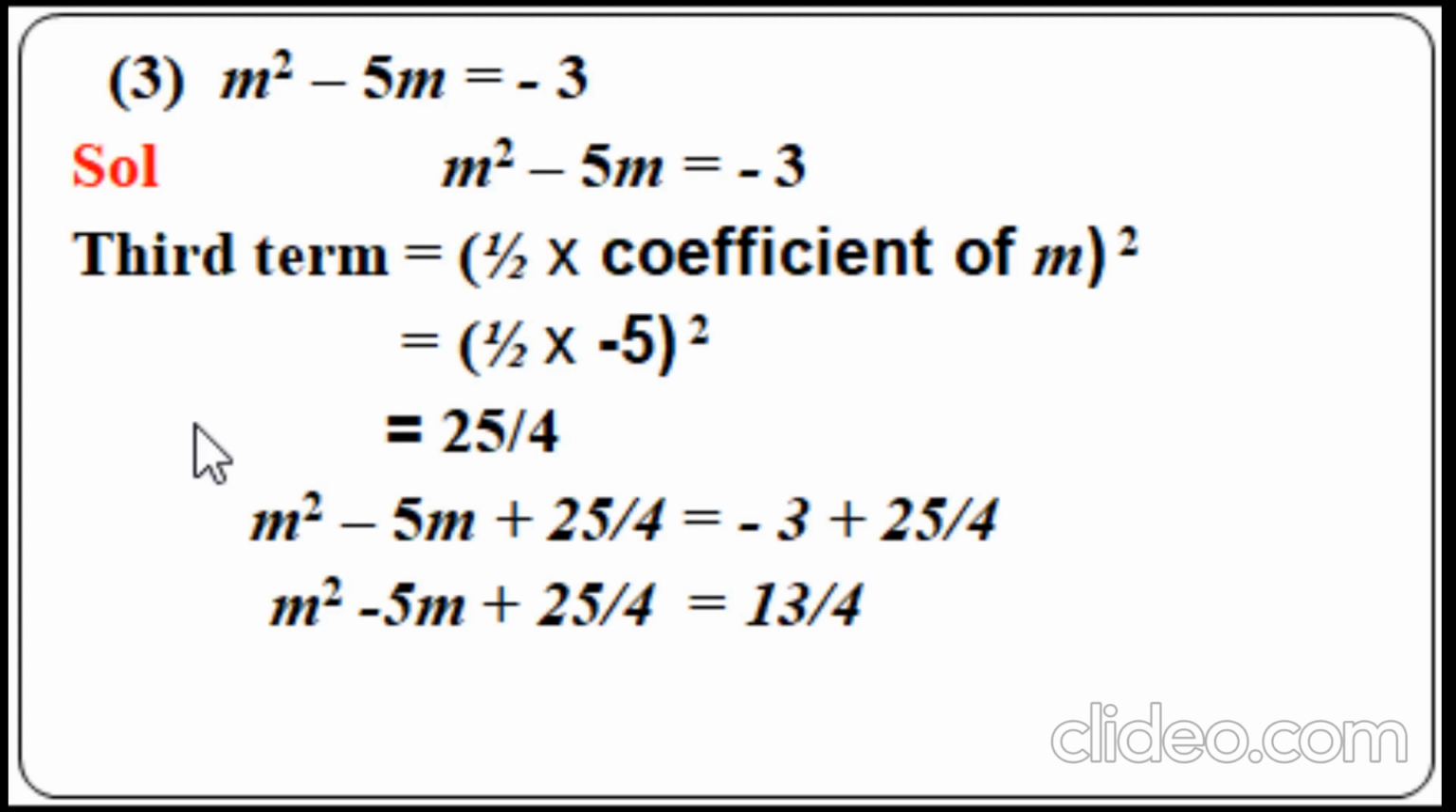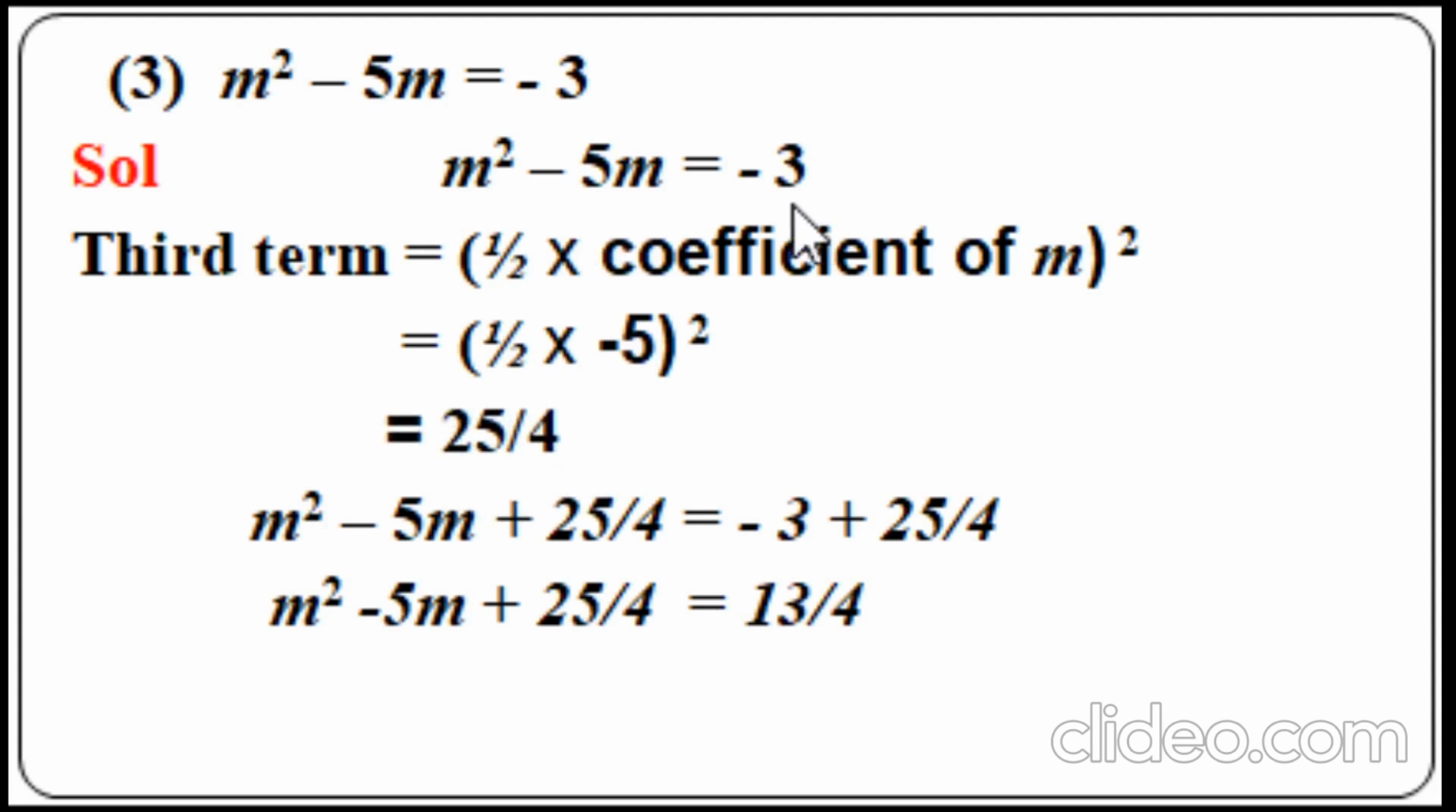Third question. M square minus 5m is equal to minus 3. Then use the formula: third term is equal to half into the coefficient of m the whole square, 1 upon 2 into minus 5. The coefficient of m is minus 5, so it is minus 5 upon 2. Square of minus 5 is 25. Square of 2 is 4. 25 upon 4. We get the third term as 25 upon 4.